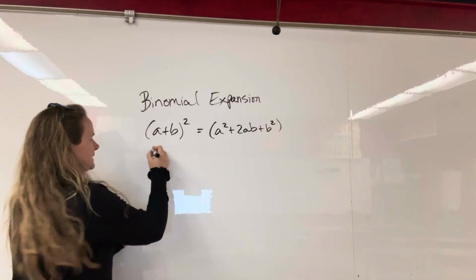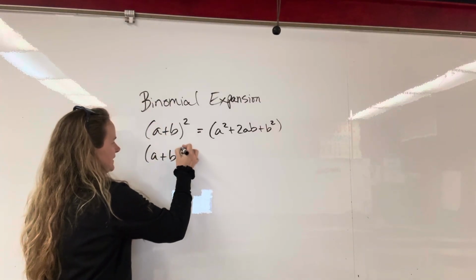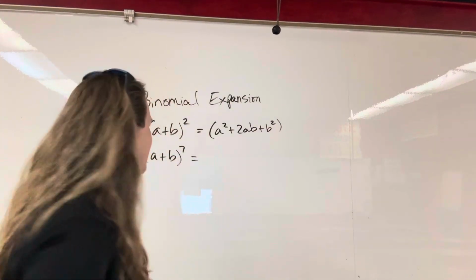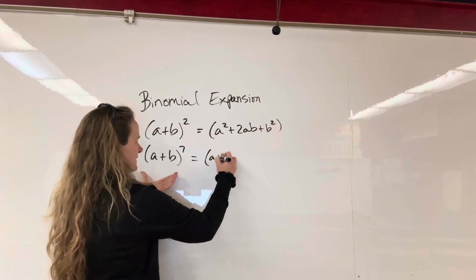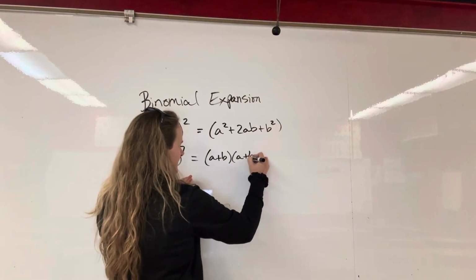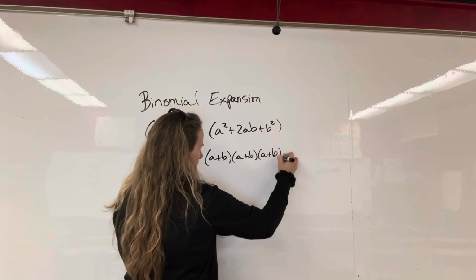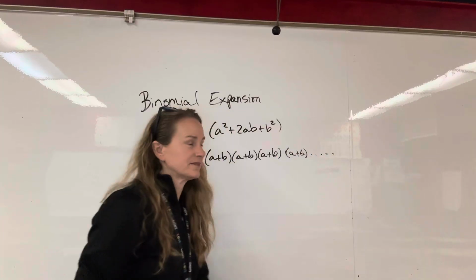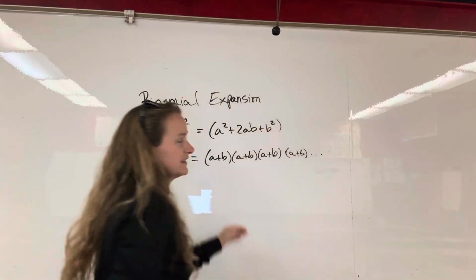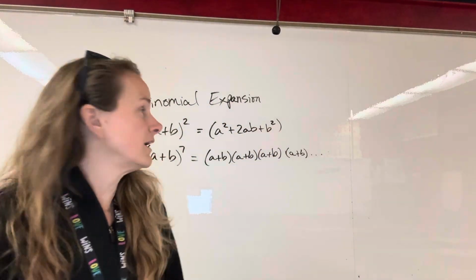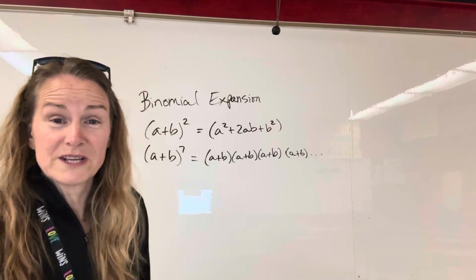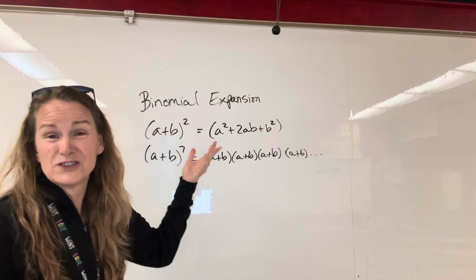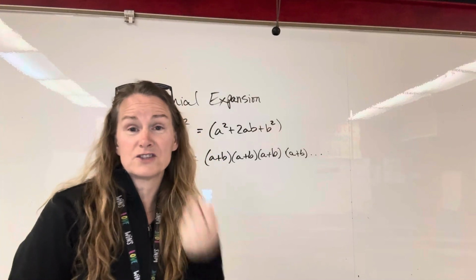Easy, right? But if I were to do something like this, you might say, no, I'm not doing that. I'd have to multiply that out seven times. I don't want to do this. That's going to take a while. So if they were to ask you for something with a degree higher than 2, you can actually expand this two different ways.